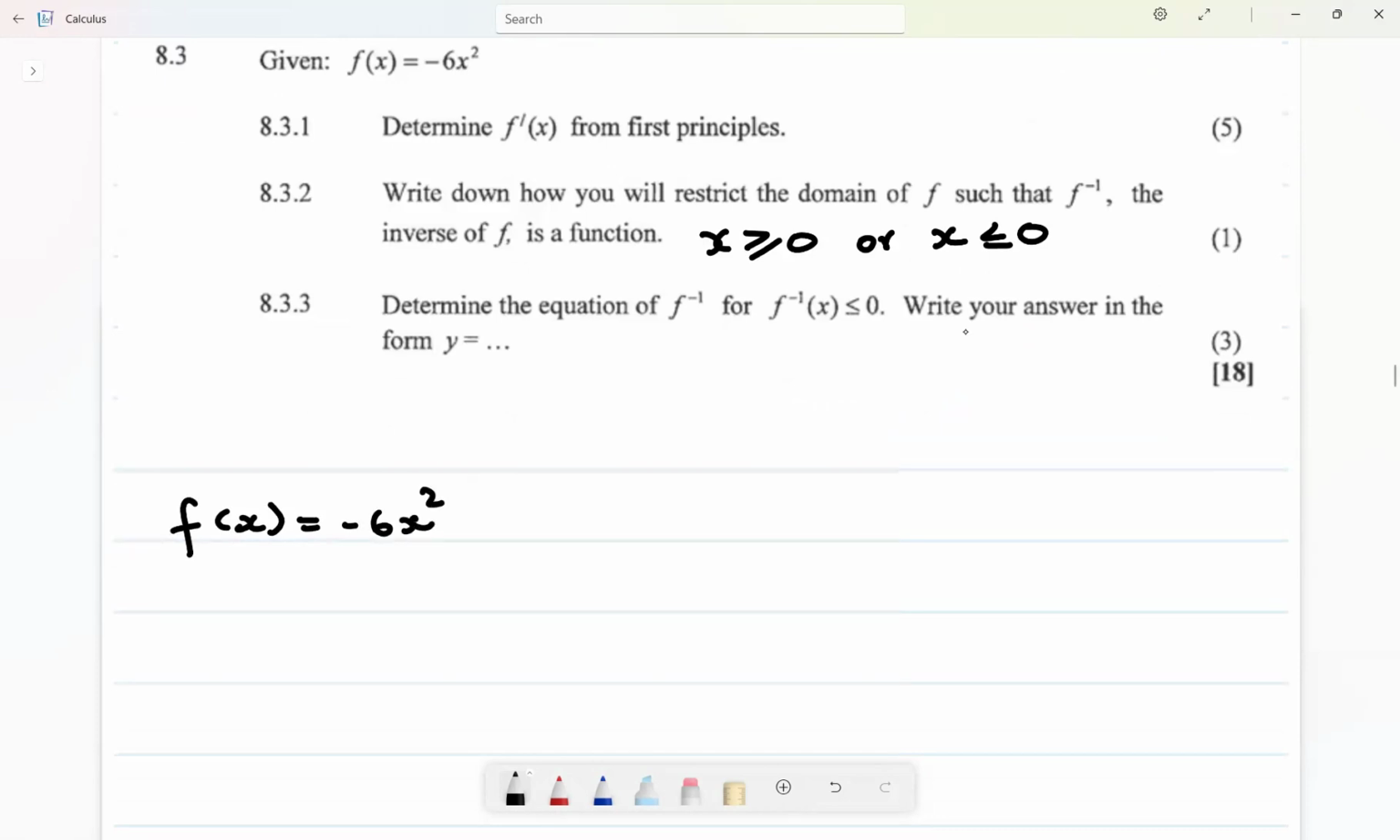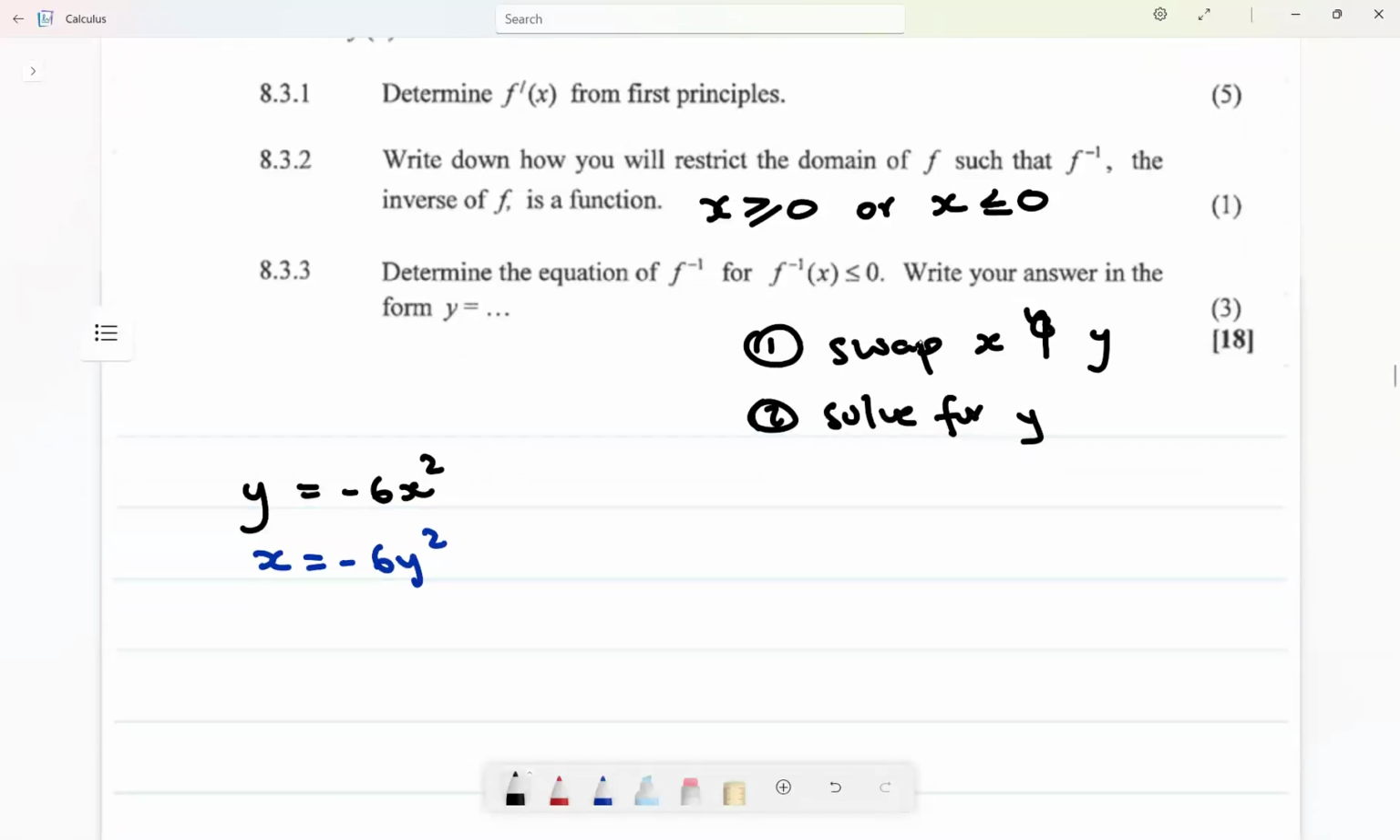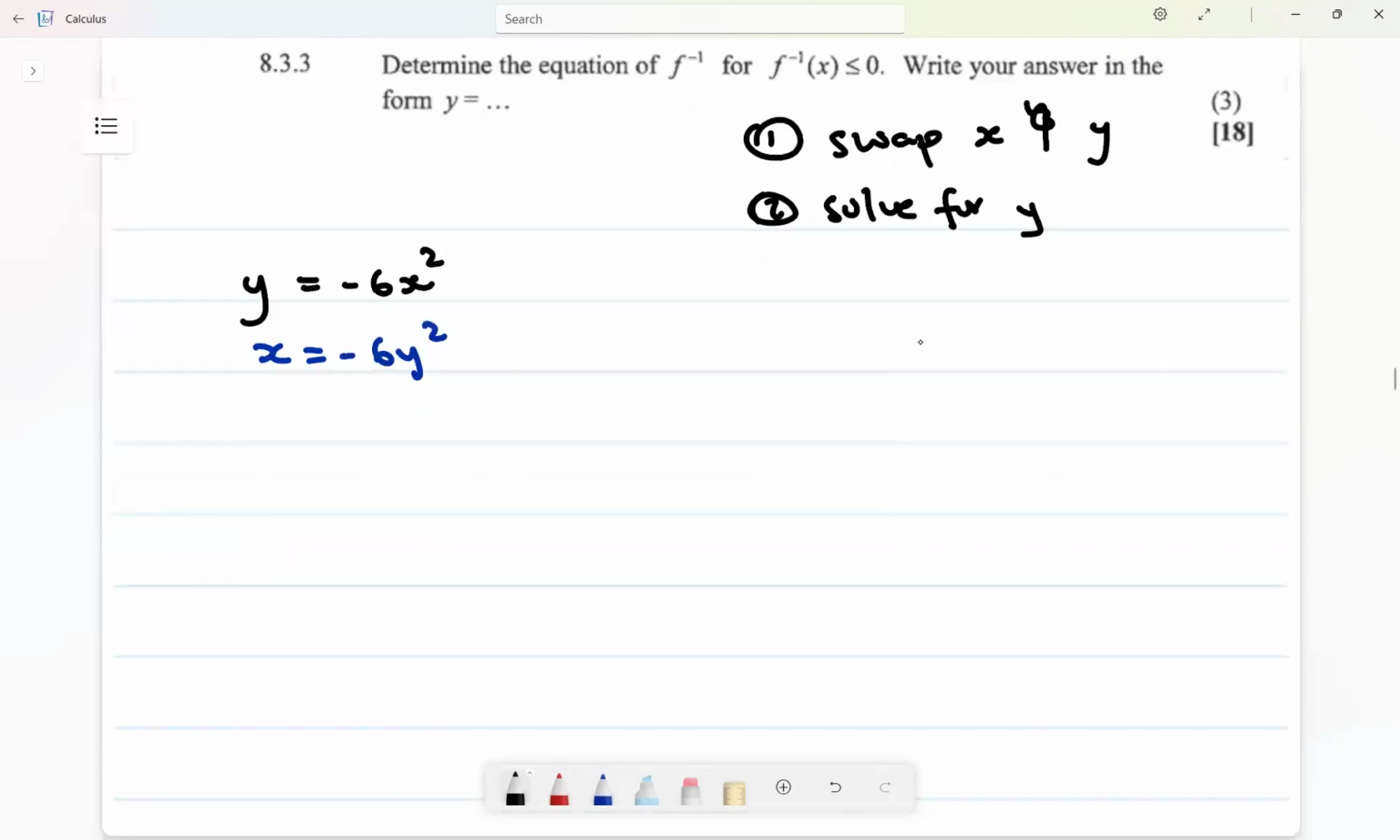What's the first step of finding the inverse? Remember, let me write this as y. You remember the first step, you swap x and y. When I do that, I get x is equal to -6y squared. And then after swapping x and y, number 2, you solve for what? For y. How do I solve for y? I solve for y by saying I need to divide by -6.